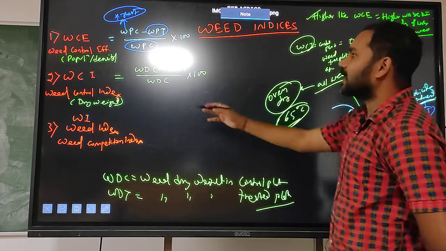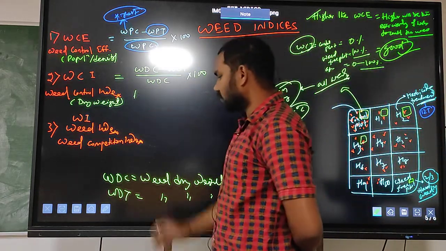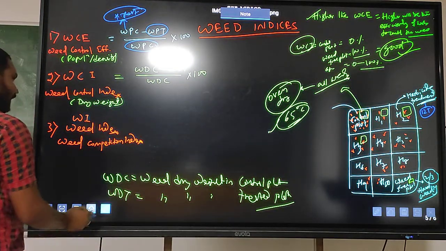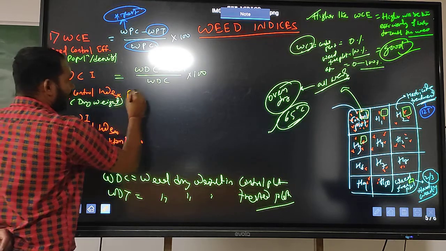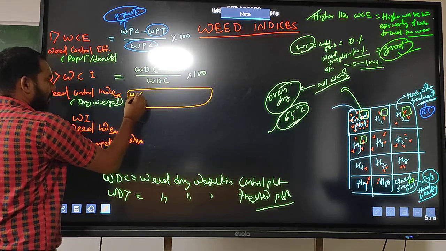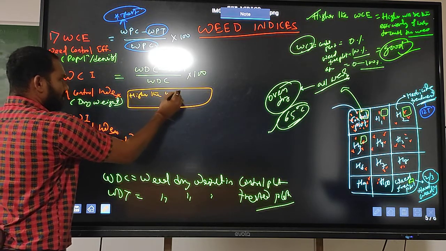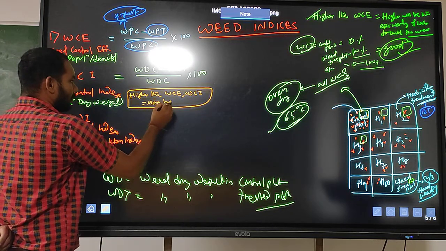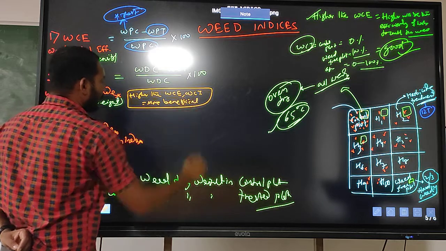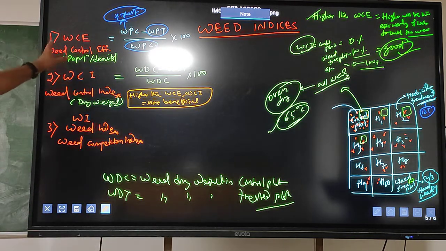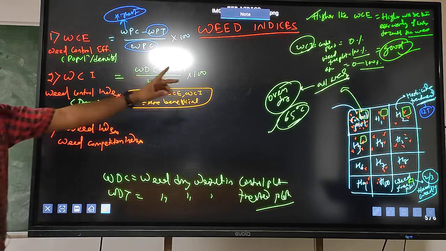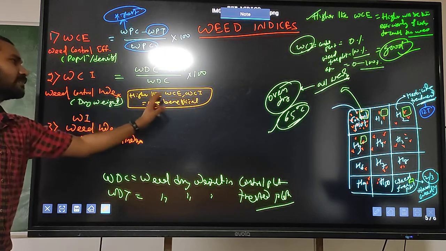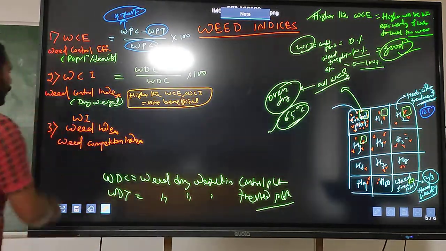Here also, the higher the WCE, or the higher the WCI, the more beneficial it will be. For the herbicides, we calculate the weed control efficiency and the weed control index for each individual herbicide, and the herbicide having the higher value is more beneficial. Okay.